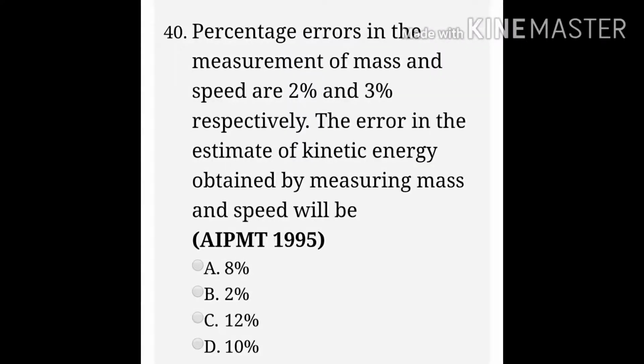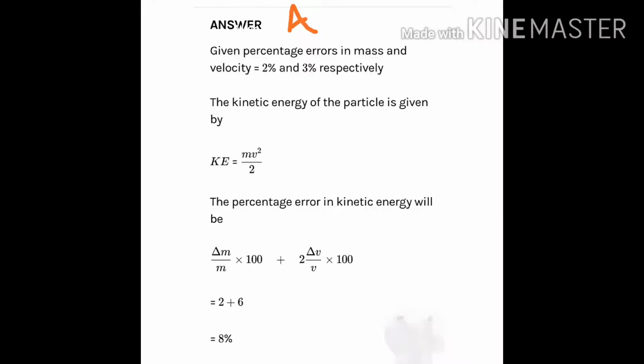Question number 40. Percentage errors in the measurement of mass and speed are 2% and 3% respectively. The error in the estimate of kinetic energy obtained by measuring mass and speed will be option A 8%, option B 2%, option C 12%, option D 10%. The correct option for question number 40 is option A, because here they have given percentage error in mass and velocity. We want to calculate percentage error in kinetic energy.